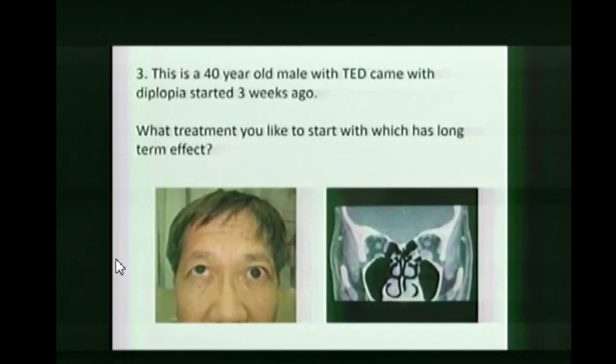Okay, this is a 40-year-old male with thyroid eye disease, who came with diplopia that started 3 weeks ago. What treatment would you like to start with? What treatment would you like to start with which has a long-term effect?